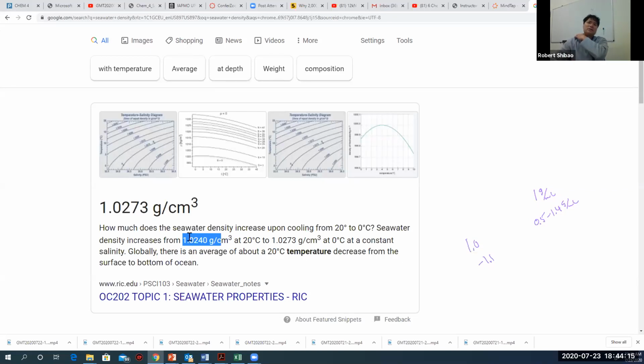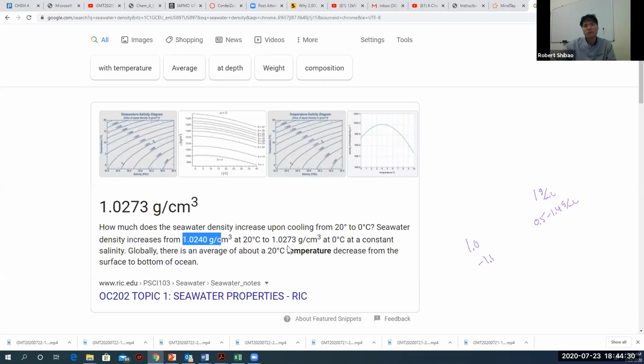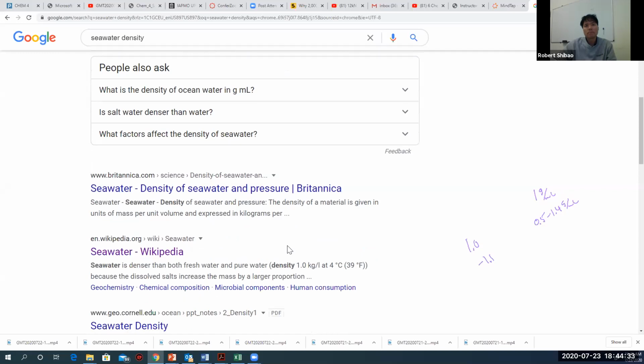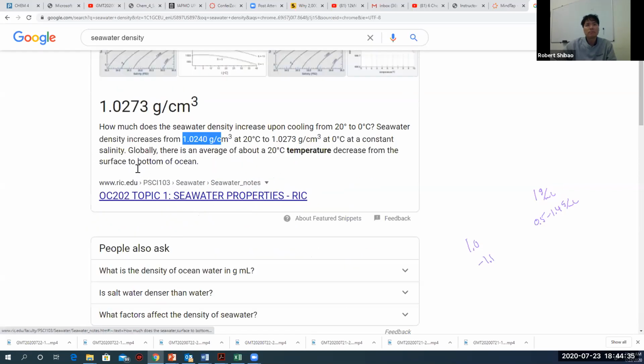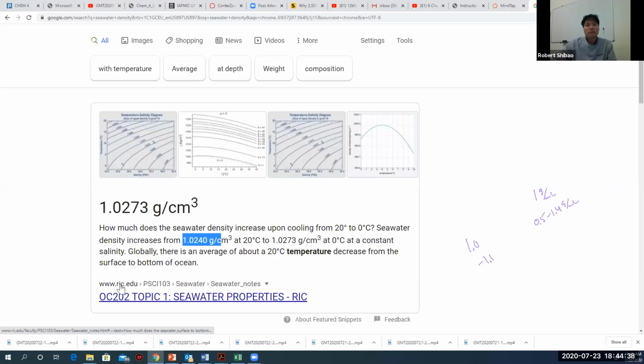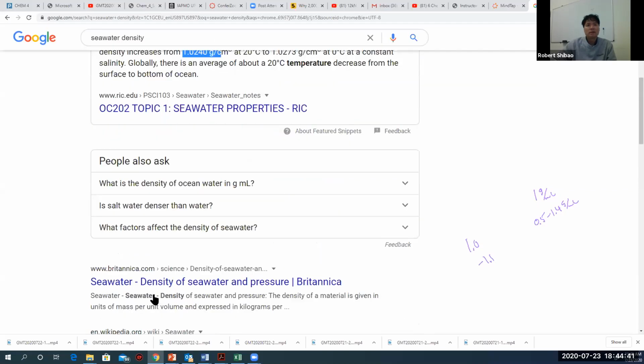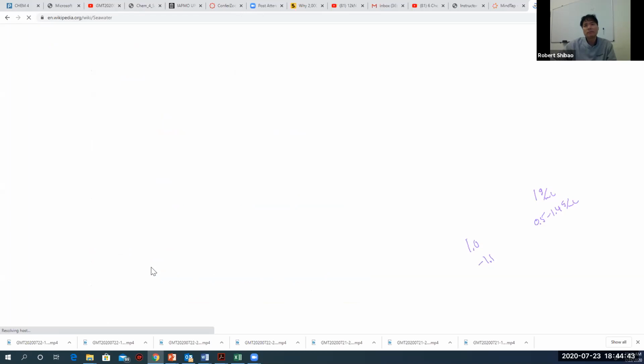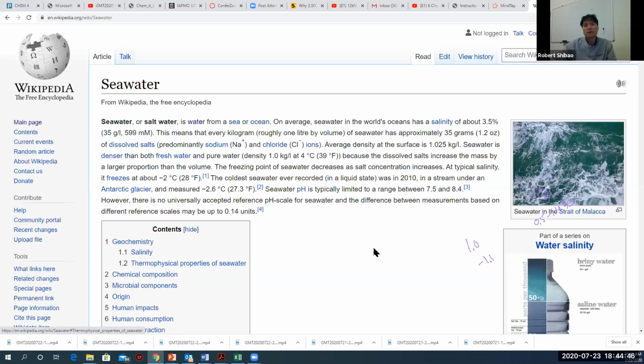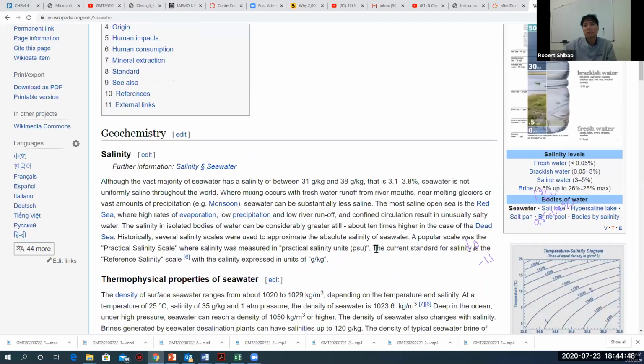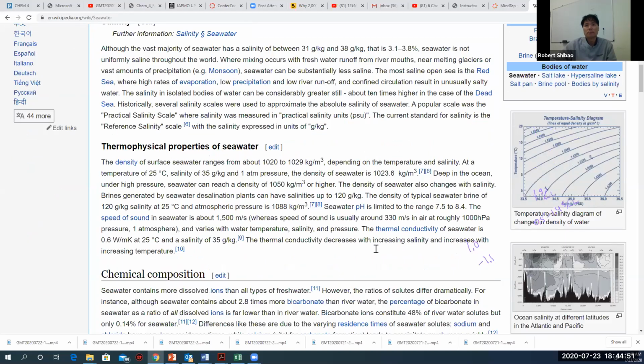Or if this is using a more precise, more accurate density, and we just use 1.0, then we're about 2 to 3% off. If you count this as 100, this would be 2 out of 100, and this would be about 3 out of 100 parts off. Let's see, water. Yeah, that's from the Royal Institute of Chemistry, it looks like. This is from Wikipedia. This is what Wikipedia says about seawater.